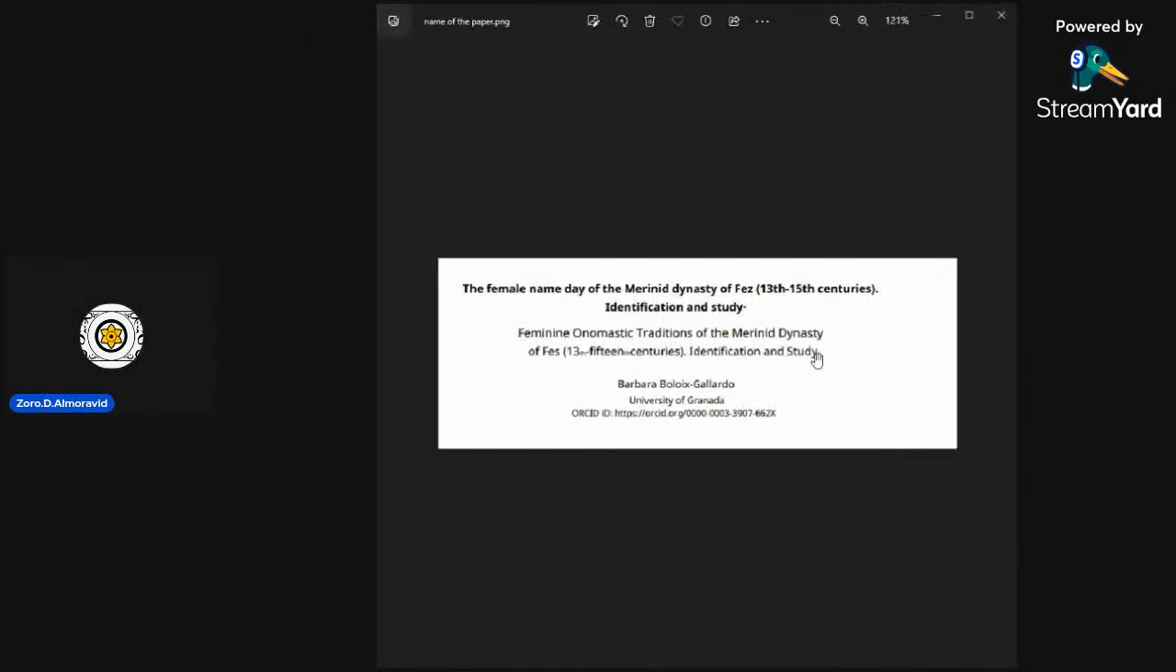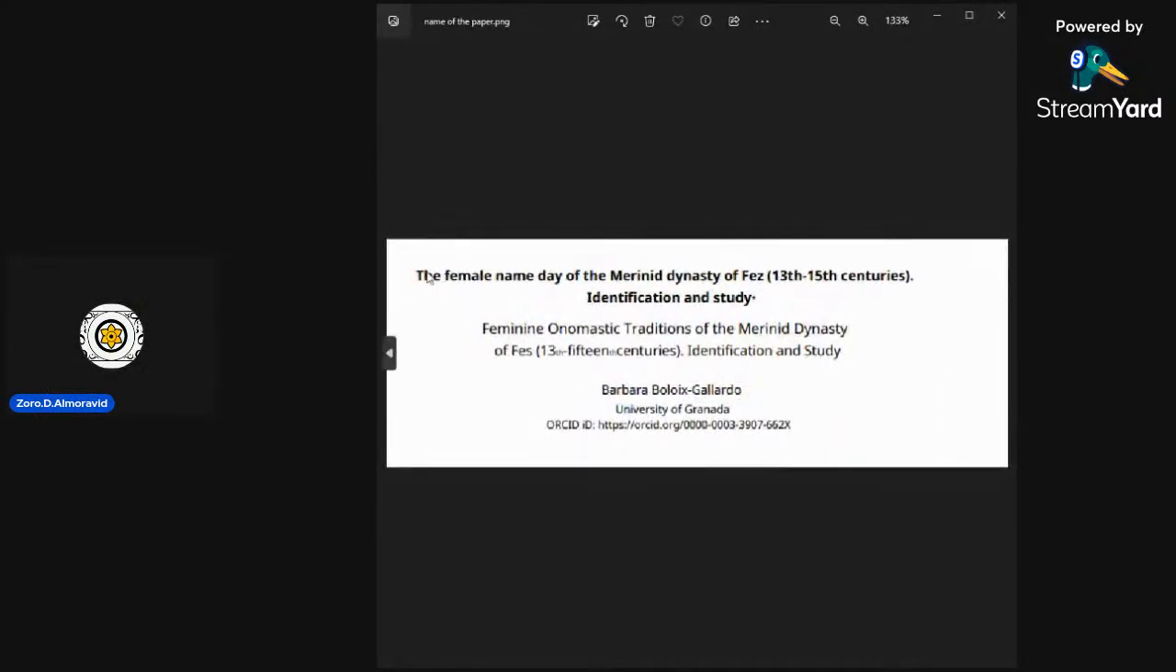I'm gonna put the paper up now. So: The female names of the Marinid dynasty of Fez, 13th to 15th century. Identification and study. Feminine onomastic traditions of the Marinid dynasty. That means the traditions of the names of the females, and also they covered some of the males and stuff like that, but mostly the females. Of Fez, 13th and 15th century, identification and study, University of Granada.